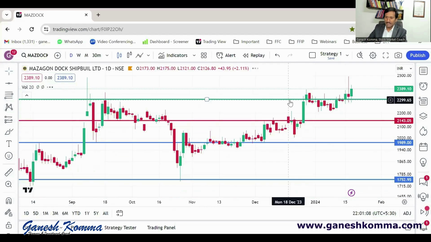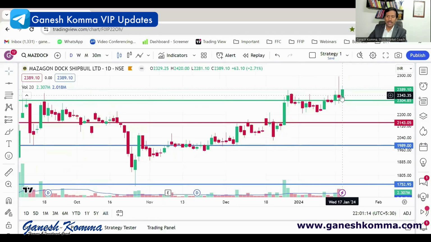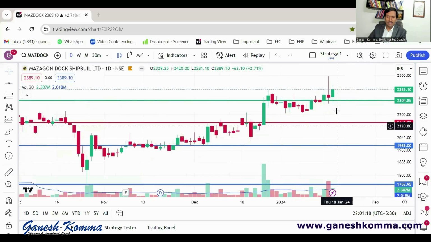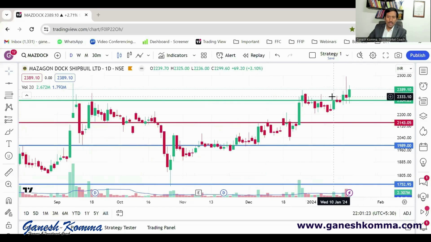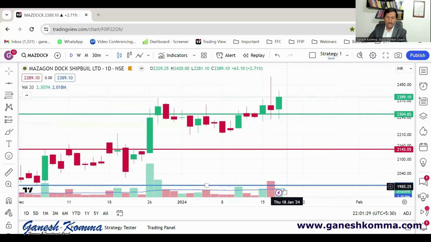Mazagon Dock Shipbuilders, which is a current example. As on today, if you look at it, the price has been strong. So it is a good breakout. Ideally, volume should be much better, but yes, it is average volume for the day.